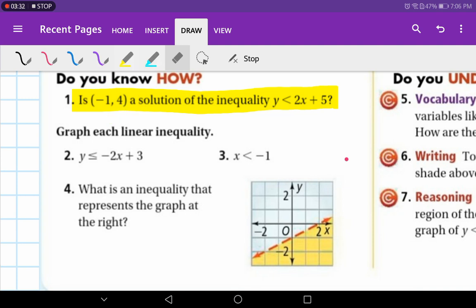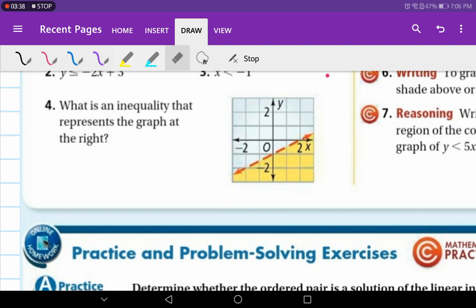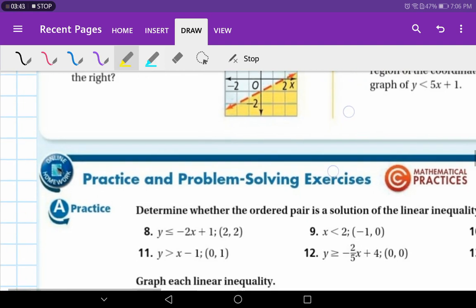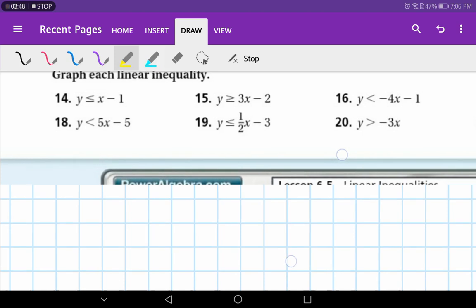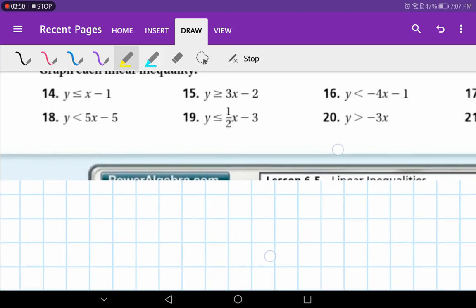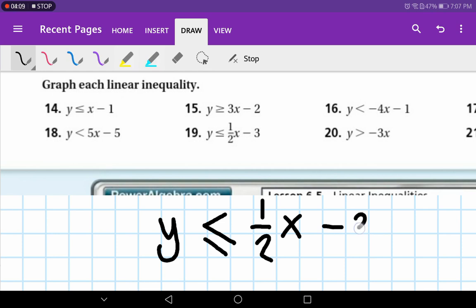Now I will come back to this kind of question after I explain how to graph. First of all, I will take a question, which one, Yazan? Okay, let's choose 19. It is y less than or equal to 1 over 2x minus 3.